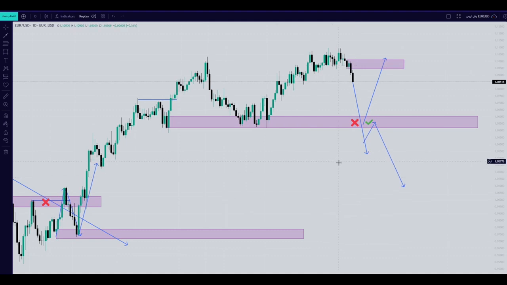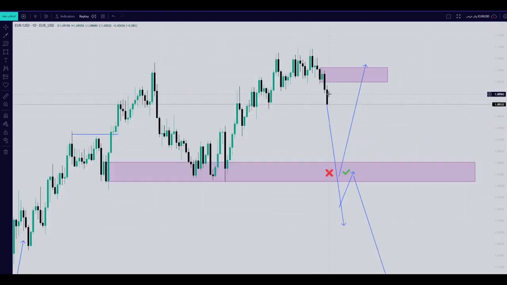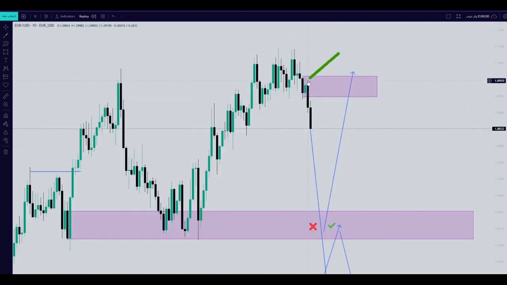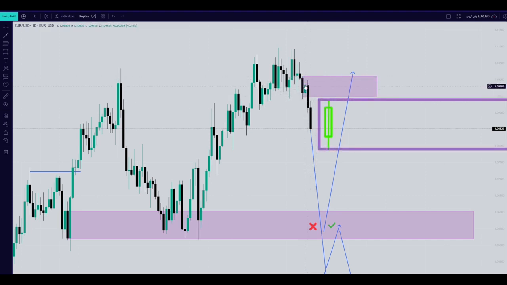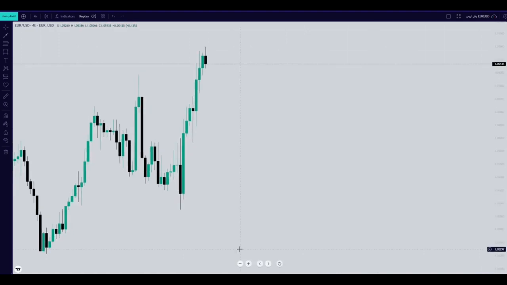The lesser candlesticks an order block contains, the more validity it has. Like this order block that is made of only a single candlestick. The order blocks which contain only one candlestick obviously have the most potential in validity.